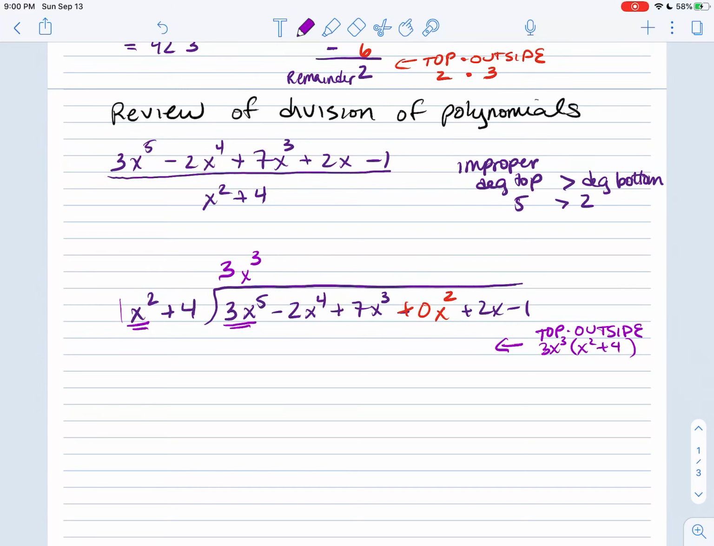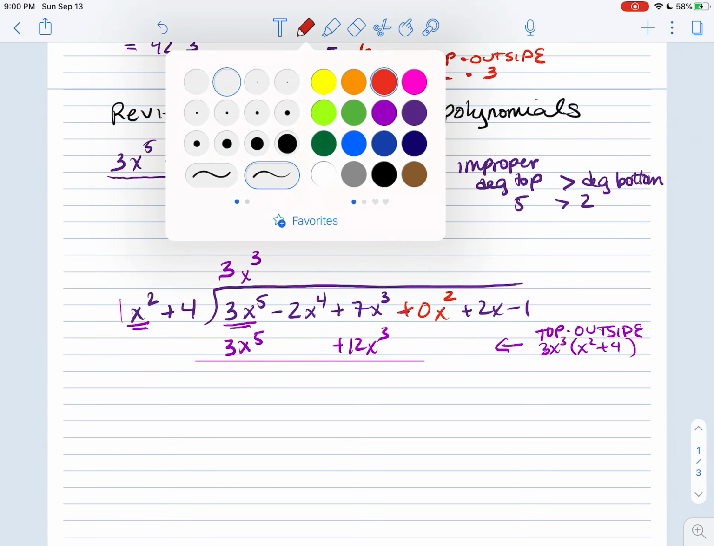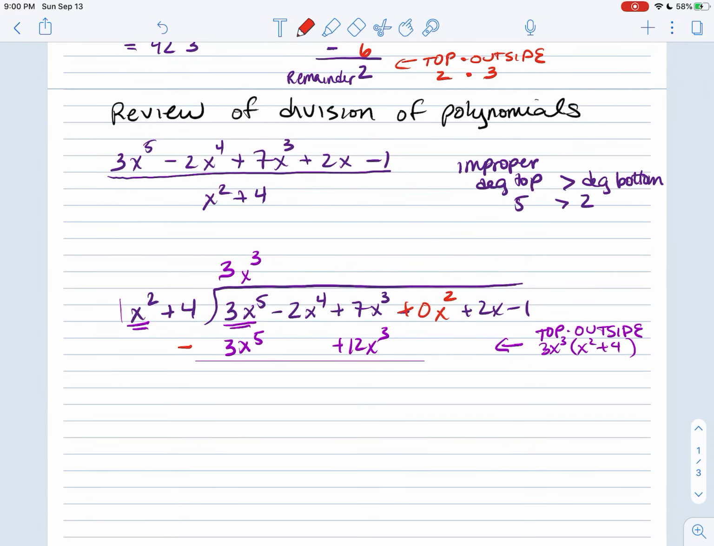And I'm going to distribute that. And I'm going to say that this is 3x to the fifth. And then 3x cubed times 4 is 12x cubed. So I'm going to actually put that underneath the 7x cubed because I want to line up my like terms. And then what do we do? We subtract, right? But we're subtracting the entire 3x to the fifth plus 12x cubed.